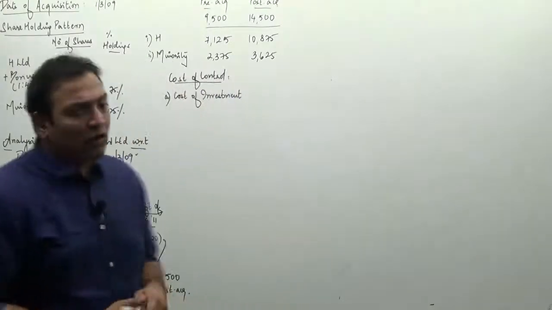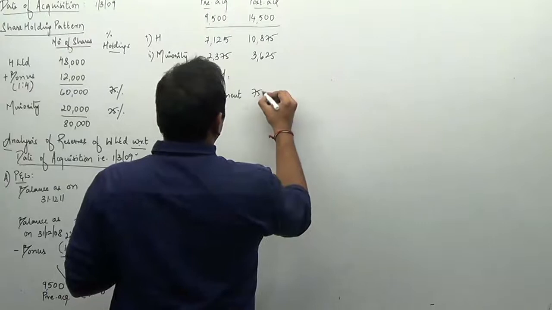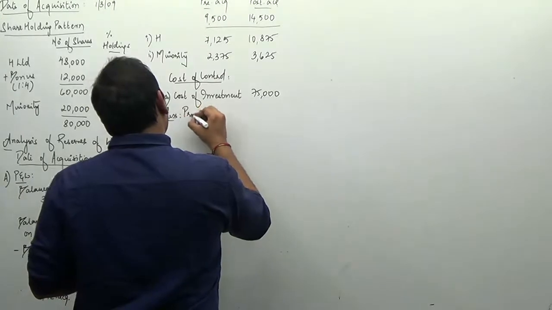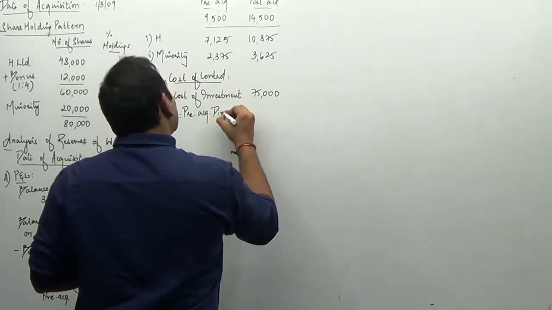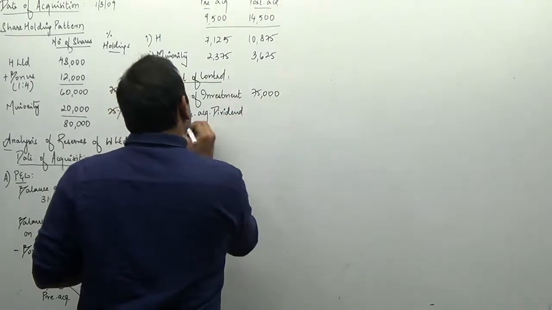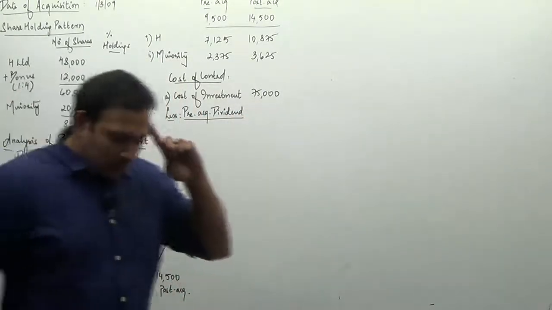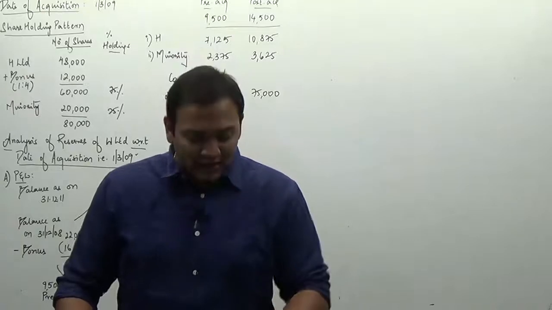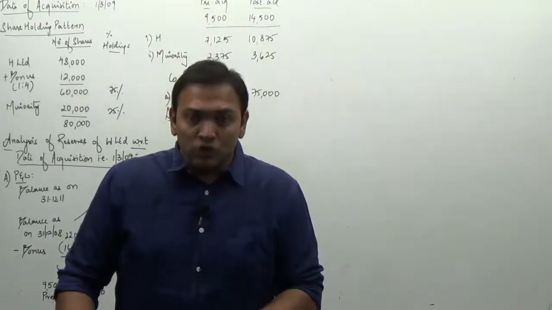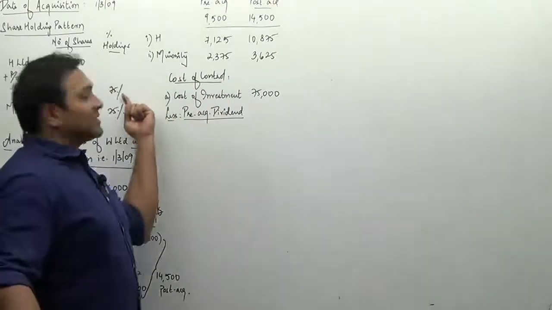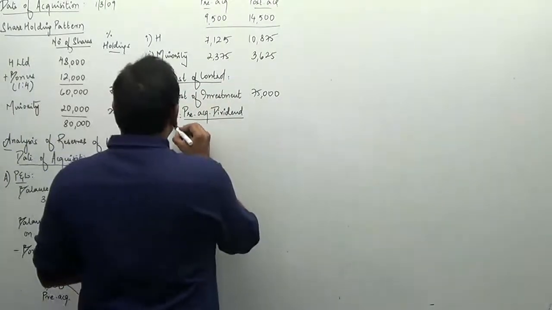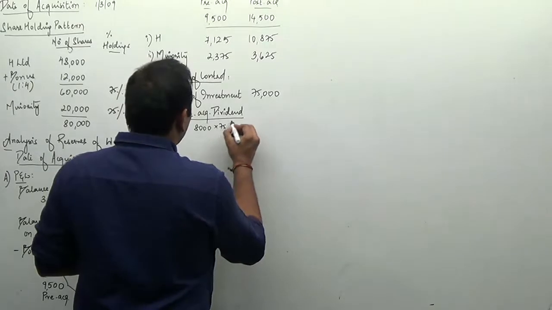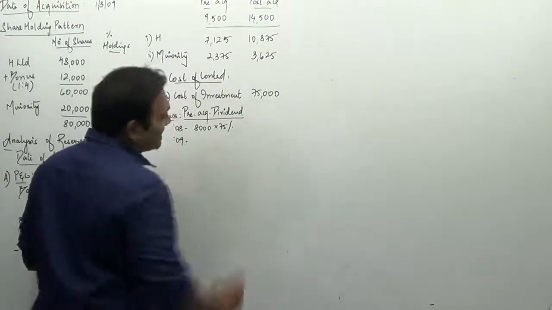Point number one. He has acquired at a cost of 75,000. Less pre-acquisition dividends. Careful with the part of pre-acquisition dividend, guys. If my acquisition is on 1st March 09, and he clearly said he participated in the proposed dividend of 8,000. This 8,000 is last year's dividend. So out of 8,000, how much this fellow will get? 75% share. So pre-acquisition dividend of 2008, 8,000 into 75%.